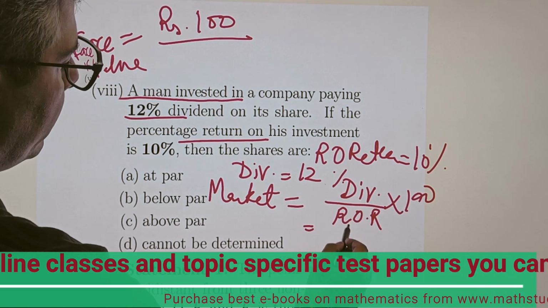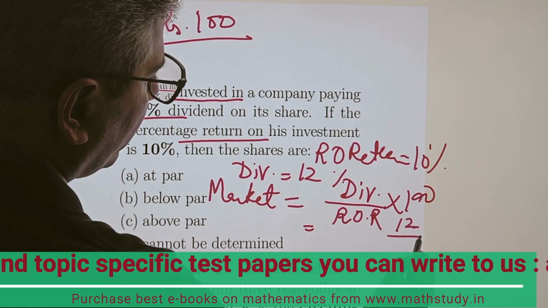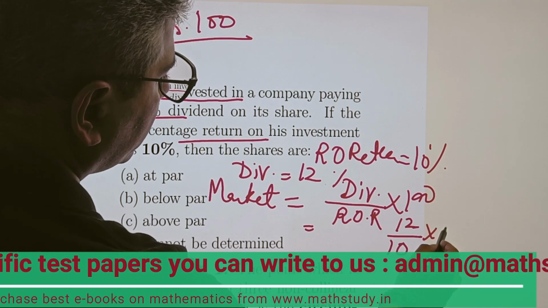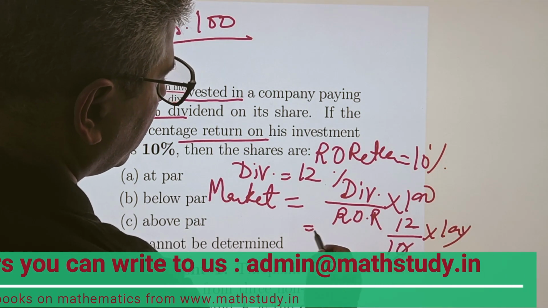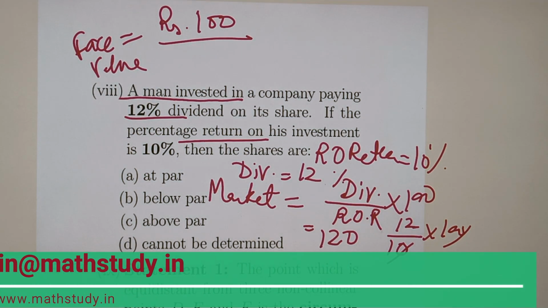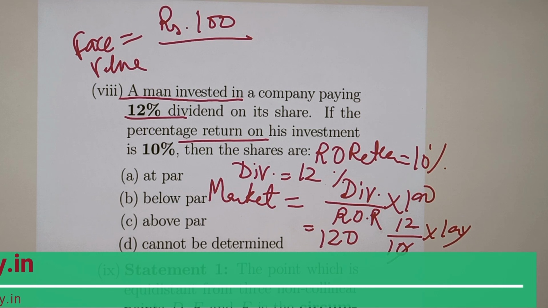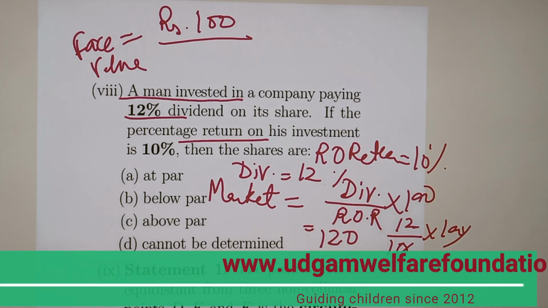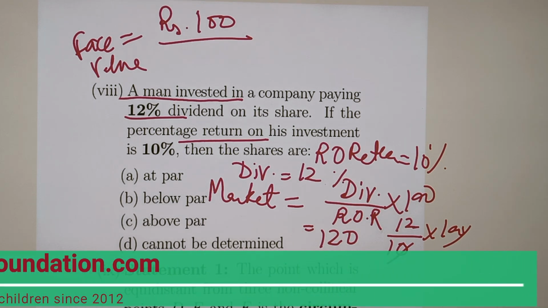So what is the dividend? Dividend is 12, upon rate 10, into 100. So it got cancelled and we get 120 rupees. That is the market value. That means the current market value is rupees 120 and the face value was rupees 100.